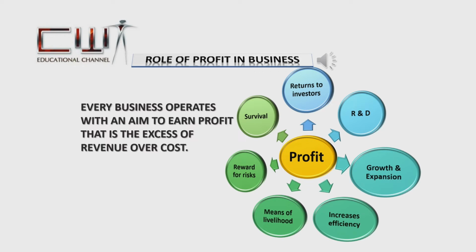Profit is also required for the survival of the business in the long term. Unless a business is earning profits, it may not be able to sustain itself in the industry. So profit is very important for a business, and profit generally means the difference between the revenue over the cost. There is a selling price and there is a cost price. The difference between the two is the revenue or is the profit.